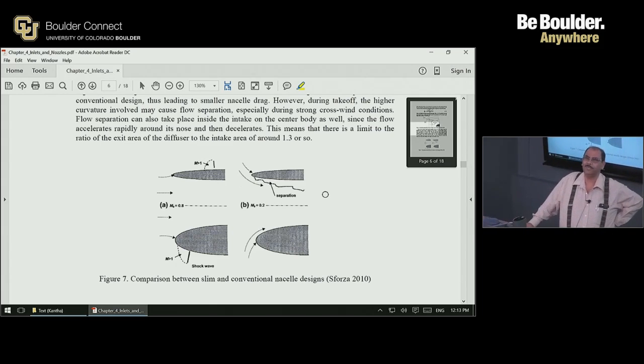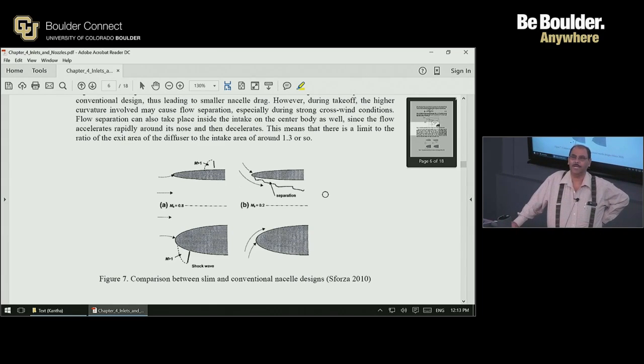That's as much as we need to talk about subsonic inlets. Relatively straightforward, but optimization of the inlet requires careful attention to the nacelle to minimize the additional drag that the nacelle produces. And that's about it. But supersonic inlets we will take up on Thursday.